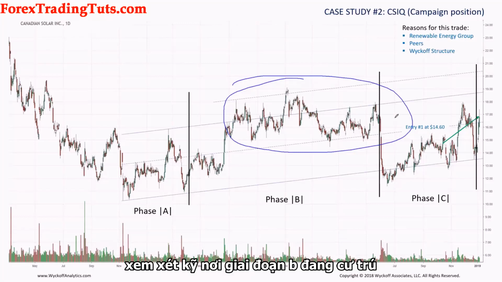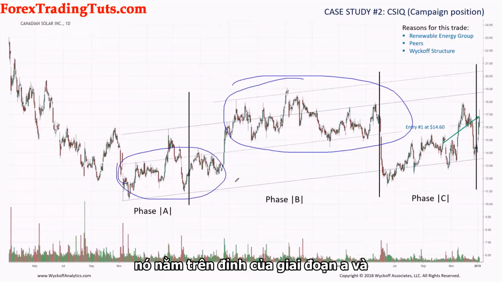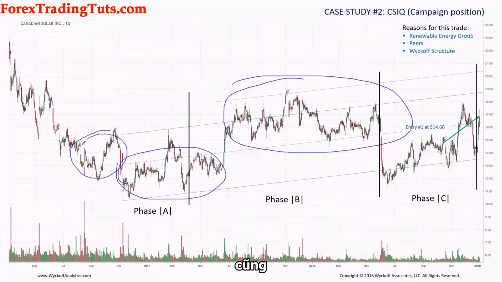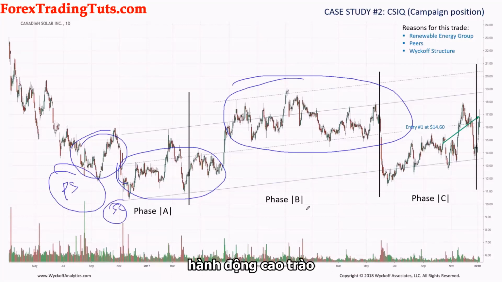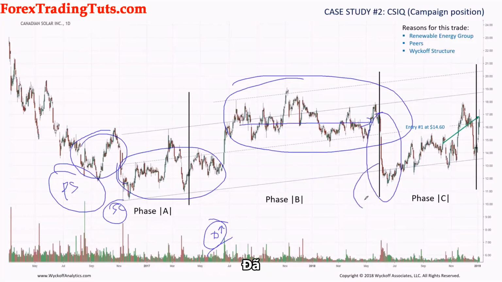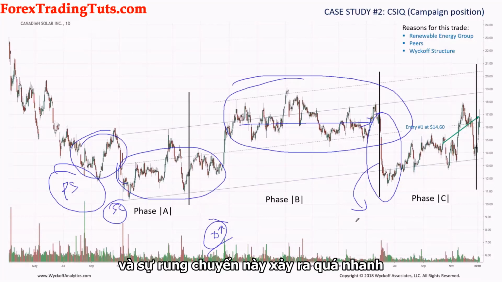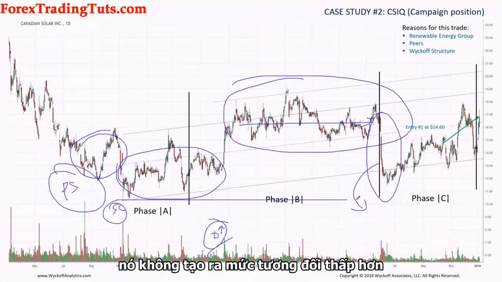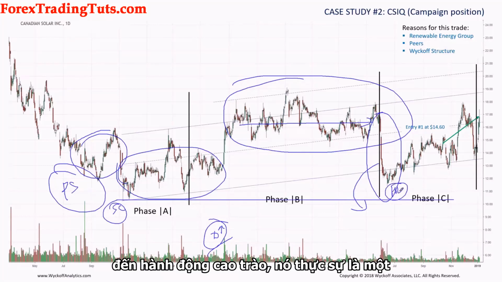Well, look at where phase B is residing. It's residing on the top of phase A and early phase B. Also on the top of the potential preliminary support, which happens before the climactic action. What does it tell you? Well, it tells us one thing, that institutions bought into this position, and then they didn't want to get rid of it. And the shakeout has specific characteristics that we will study. This shakeout happens so fast, it doesn't produce a lower low relative to the climactic action. It's actually a higher low.